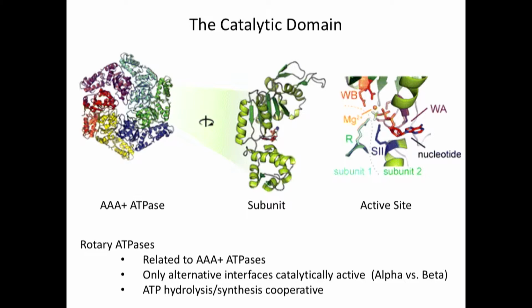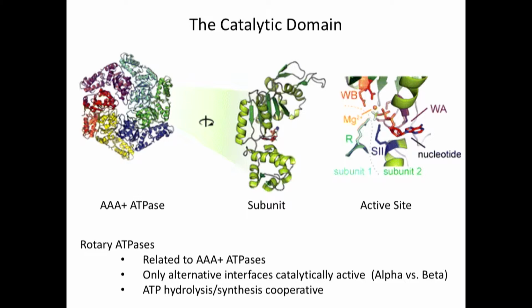This family consists of identical subunits that form a donut shape. Each one of the colors on the left-hand side is a different subunit. If we take out one of those subunits, the nucleotide, the ADP, sits snugly into the cavity between the two domains. And on the third side, we've got a zoom-in of the active site.